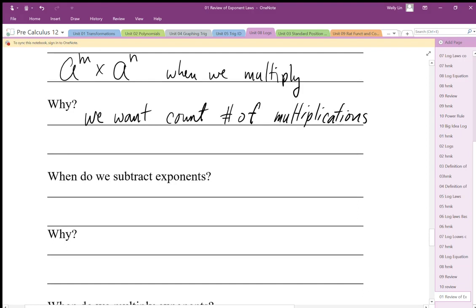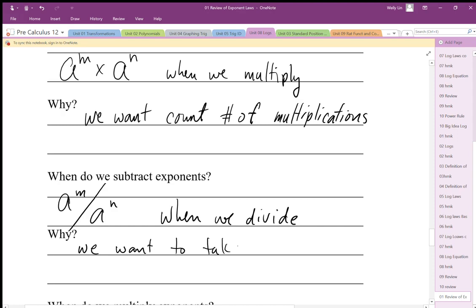When do we subtract? Well, we subtract when we divide. And really it's for the same reason, because we want to take away. We want to take away times when we divide. So we want to take away the multiplication when we divide. That's why we're going to subtract. We're going to take away.